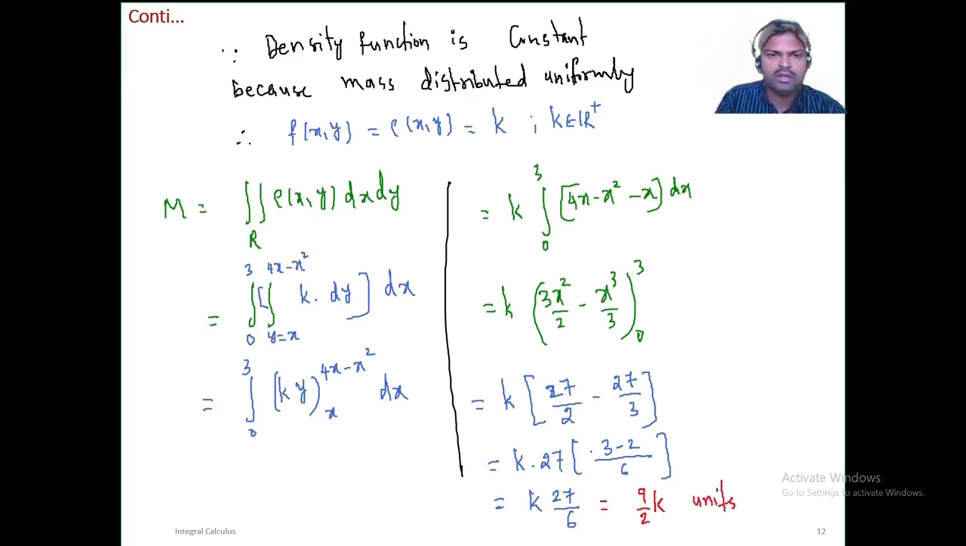If you take the density function as the constant 1, then it will be 27 by 6, that means 9 by 2 only. If we take the density function as some constant, say 2, everywhere it is 2 units, then 2 into 9 by 2, like that you will get. So 9 by 2 into k units. So this is the total mass of such a uniformly distributed plate.